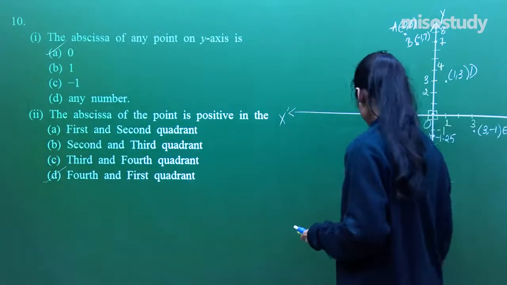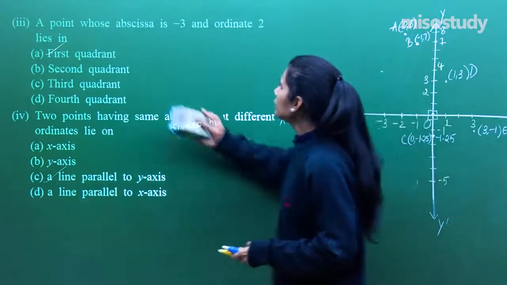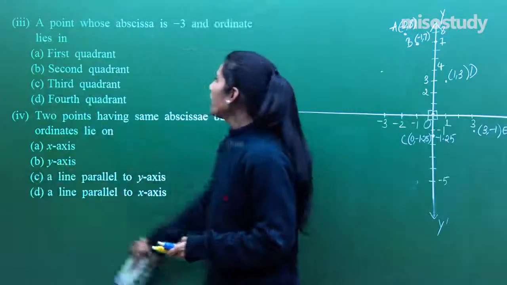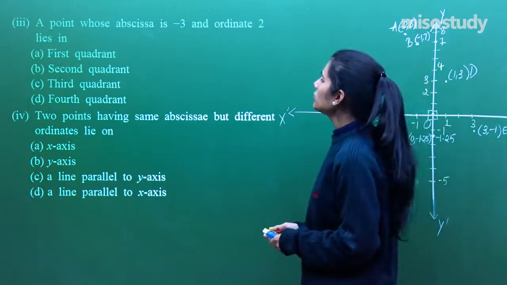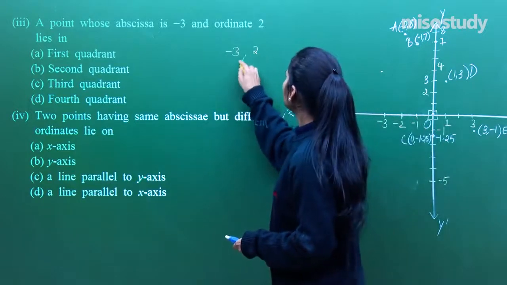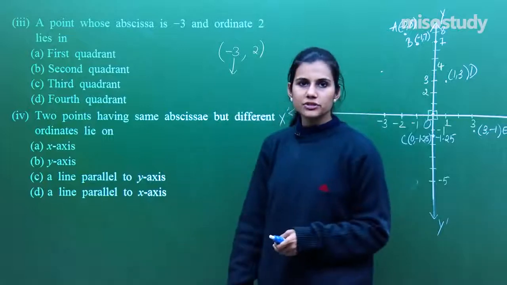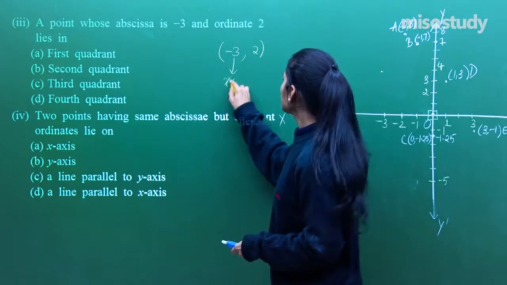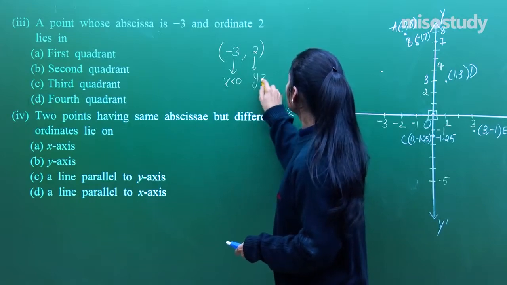Right? Next I have a point whose abscissa is minus 3 and ordinate is 2. A point whose abscissa is minus 3 and ordinate is 2 is going to lie where? That means x coordinate is minus 3, y coordinate is 2, so the point has coordinates minus 3 comma 2. X coordinate you can see is negative, y coordinate is positive.